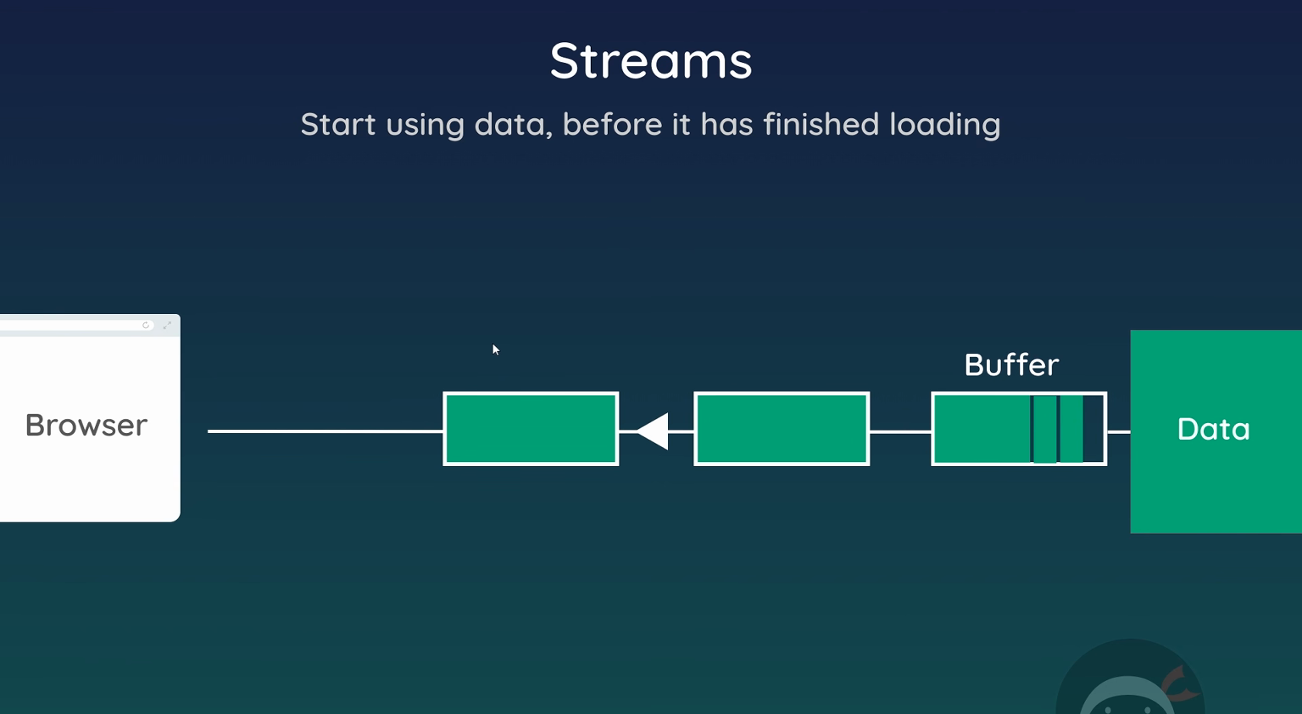Now, you see this in action when you're streaming something on Netflix or YouTube, where little bits of data are sent to the browser a bit at a time so you can start watching straight away without having to wait for the whole video to load initially. So that's the theory behind streams and buffers. Now let's see them in action.